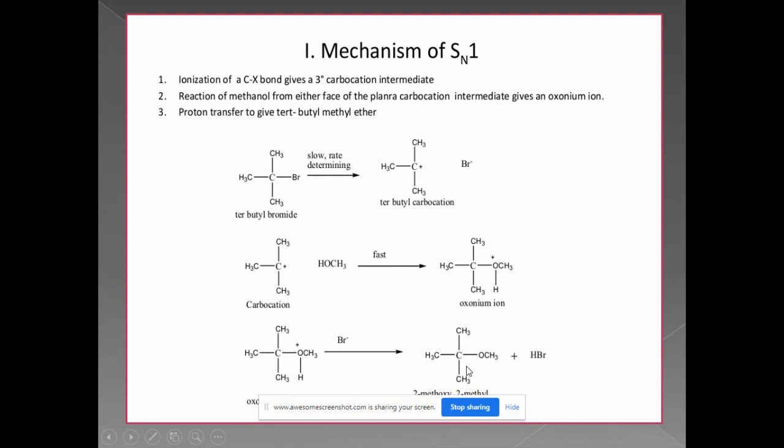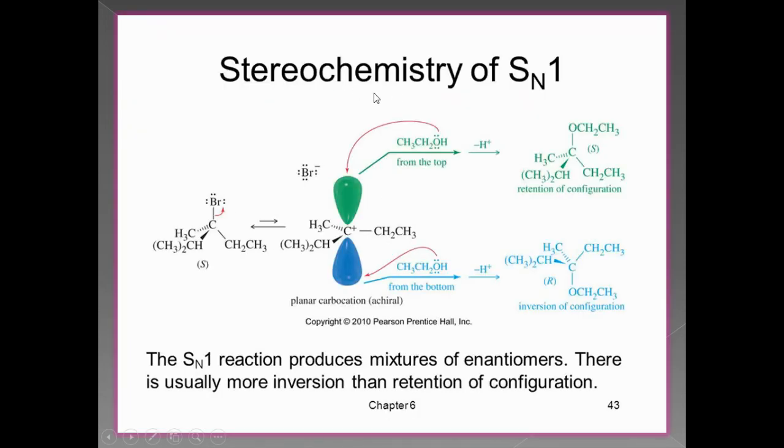The methoxy tertiary butyl carbocation, or tertiary 2-methoxy, here 2-methoxy-2-methylpropane, that will be formed here. 2-methoxy-2-methylpropane is the final product which we get by this mechanism of the SN1 reaction. Now, the stereochemistry that I told you previously, stereochemistry means the spatial arrangement of the formation of the product during the reaction.